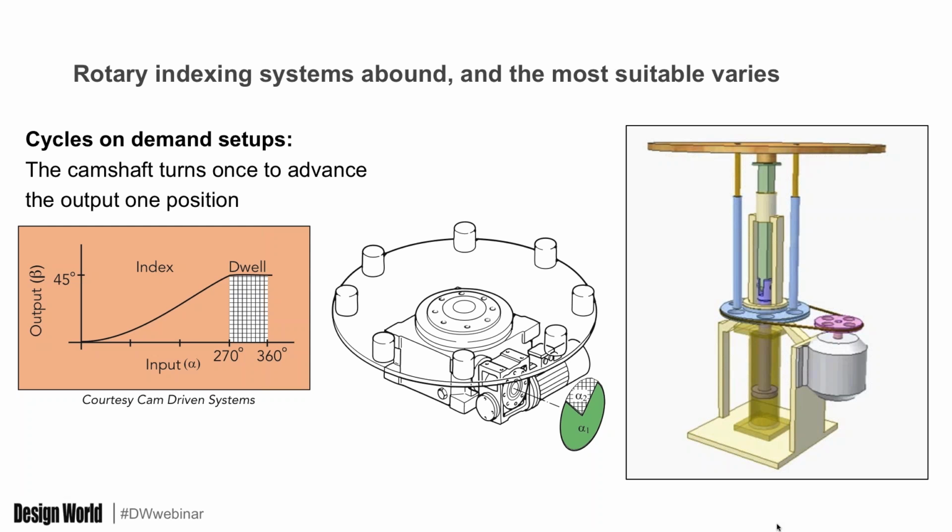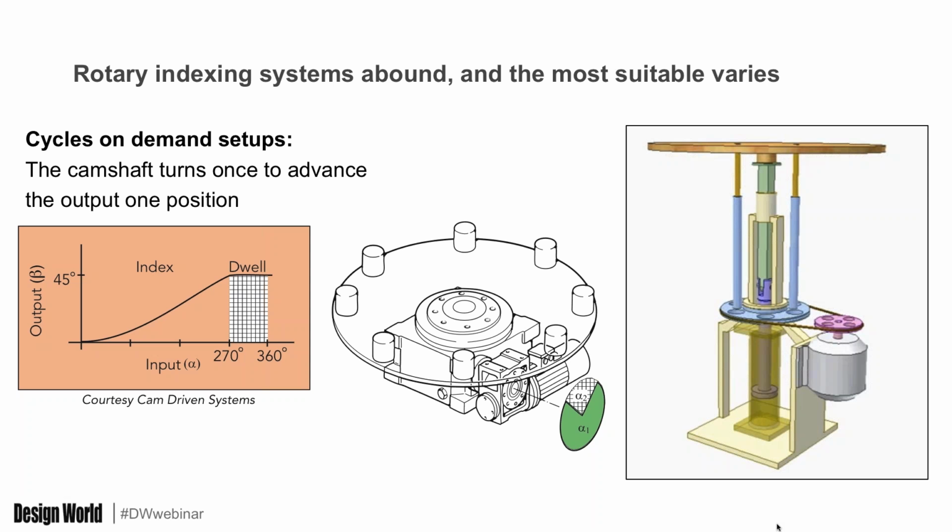All right, so this is a good slide to stay on for a moment here. Some cam indexers work by cycles on demand, as you can see here. The camshaft turns once to advance the output 1 position, essentially. A camshaft sensor tracks position, so controls tell a drive when and how to run that motor. A long camshaft dwell from, say, 1 second to hours, literally, lets the shaft stop over time without degrading positioning accuracy. Here we have an example from Cam Driven Systems, just mentioned on the previous slide.